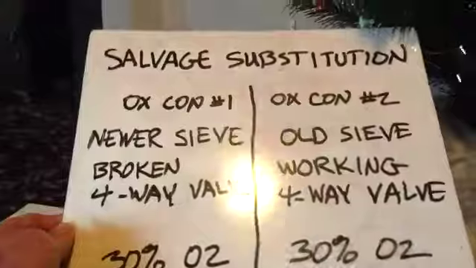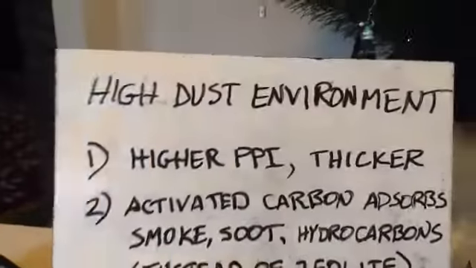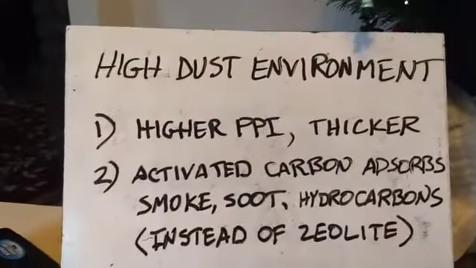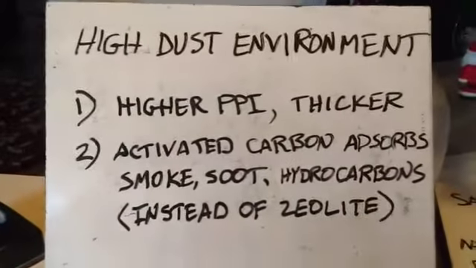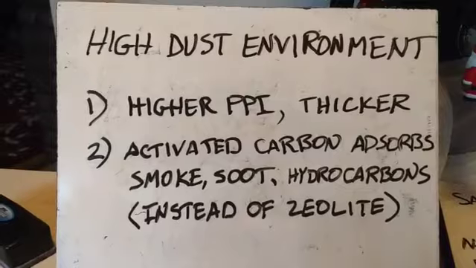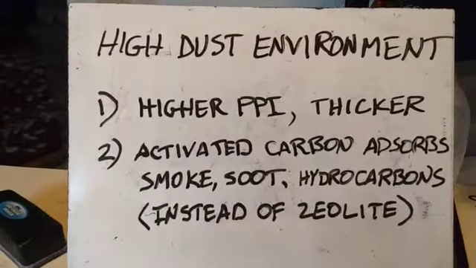Now let's look at a second improvisation. This is the one we were just talking about. We have a high dust environment, say, or high dust or high smoke. In any case, it is an environment that is likely to contaminate the zeolite much more quickly. So we could do two things.